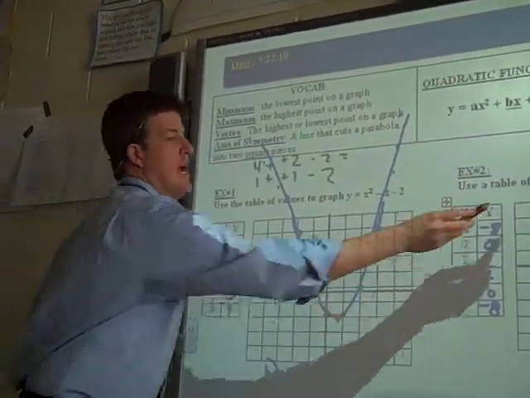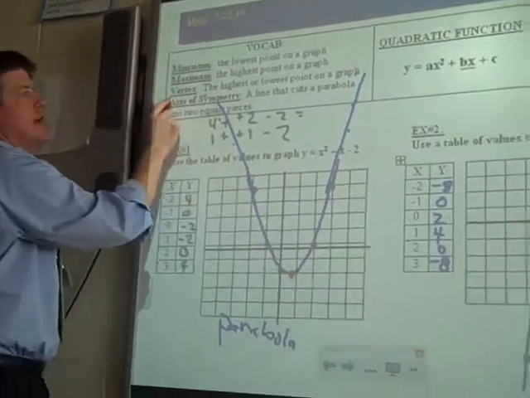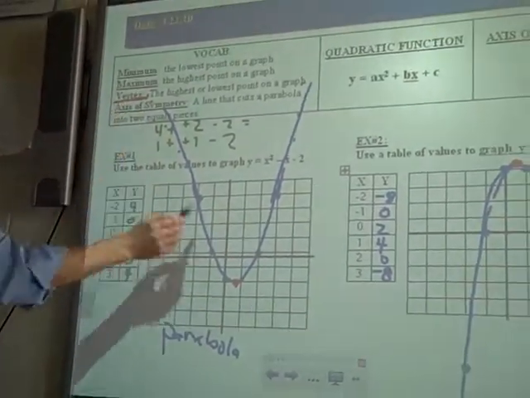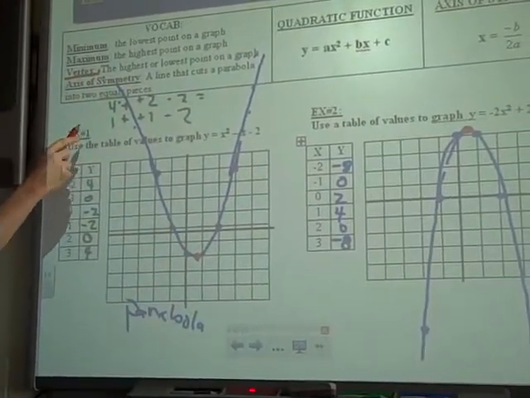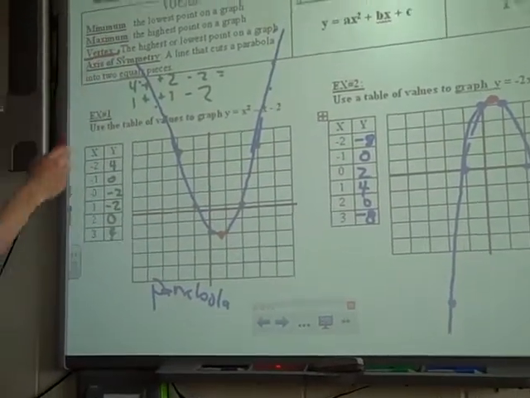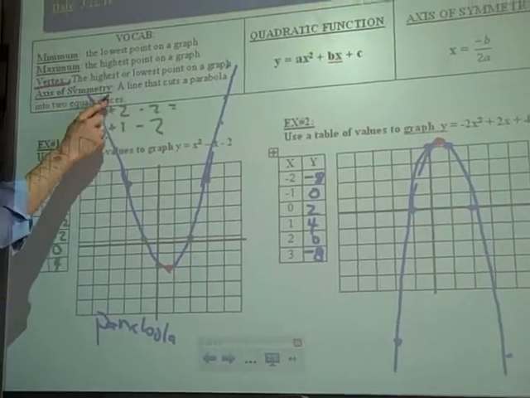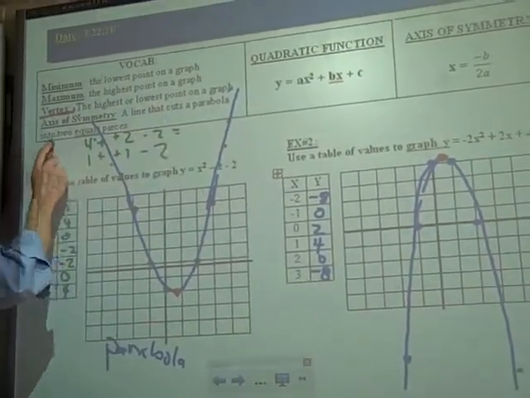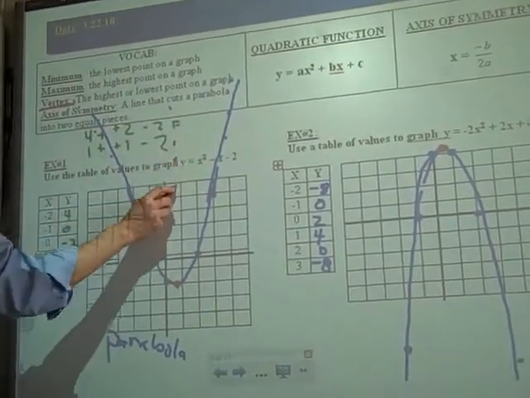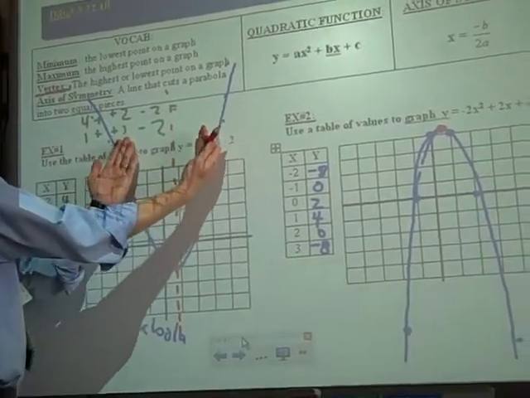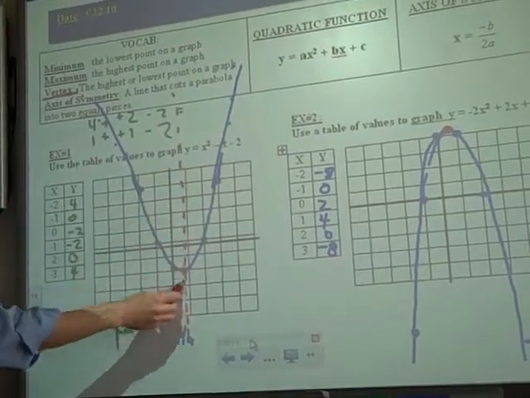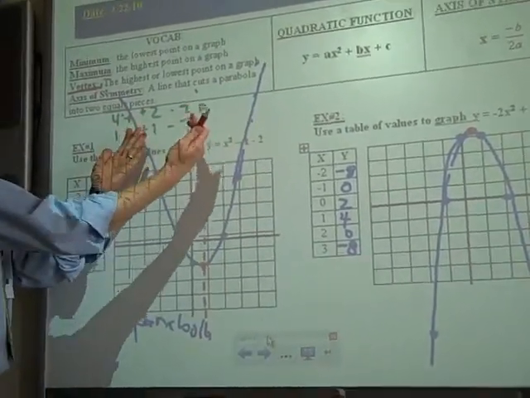The minimum and the maximum are also known as the vertex. So you've got a minimum, you've got a maximum. They're both called vertexes. So you've got a minimum vertex and a maximum vertex. Now, the axis of symmetry is a line that cuts a parabola into 2 equal pieces. It looks exactly like a mirror. This side is exactly identical to this side. So the axis of symmetry goes right down the middle. So they're 2 equal pieces.